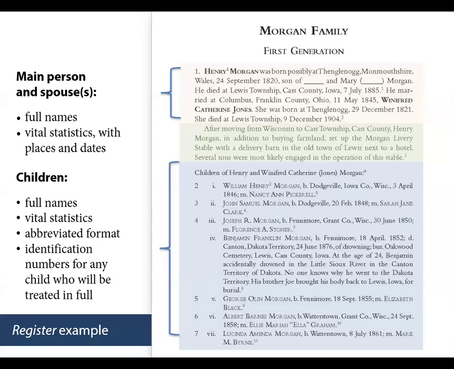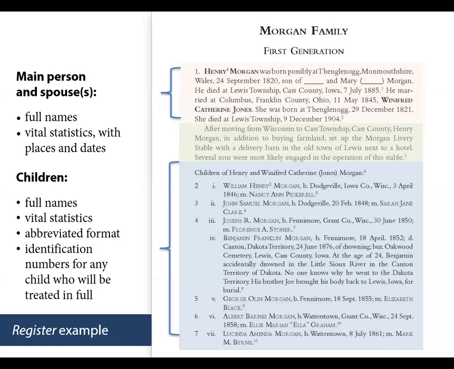As I said, the backbone of the register system is the family group, meaning the couple and any children they had. In register style, you give each descendant you plan to discuss in your publication an identification number. Here we see a family group. We start with Henry Morgan in orange, the person who has Arabic numeral 1 as his ID number in the first line of the text.